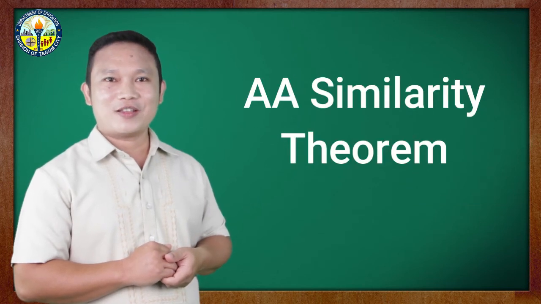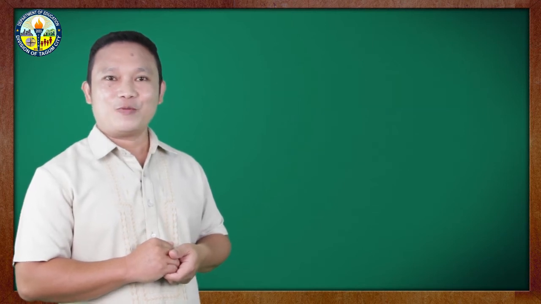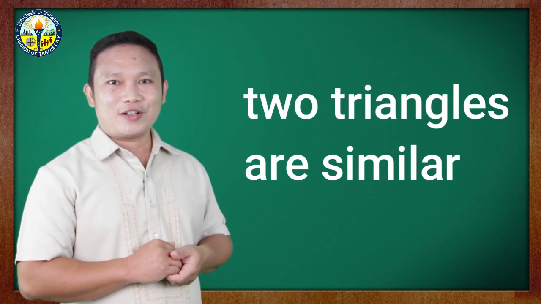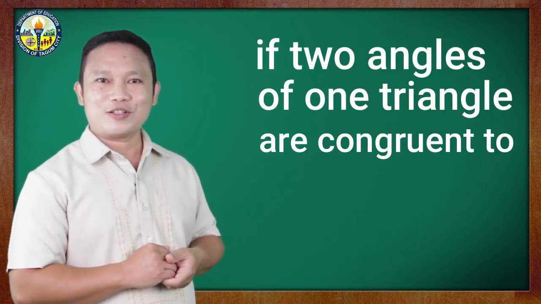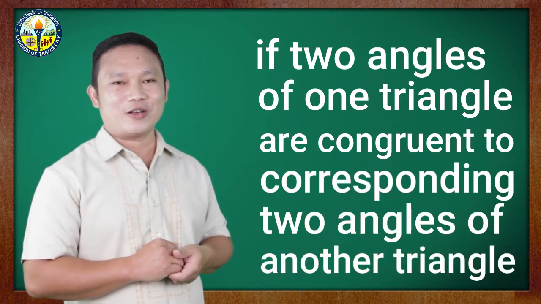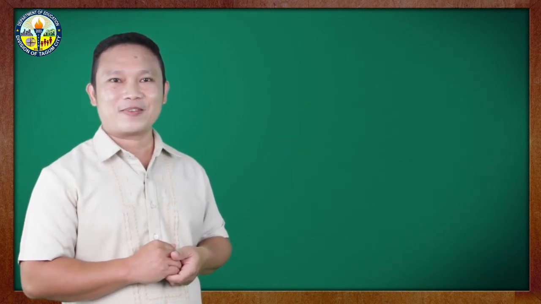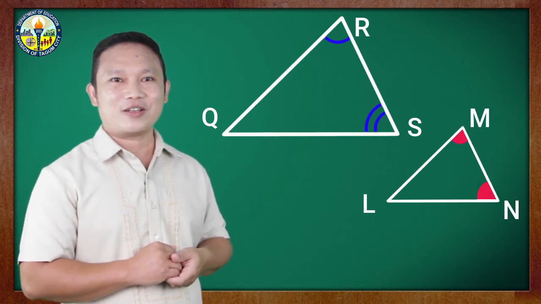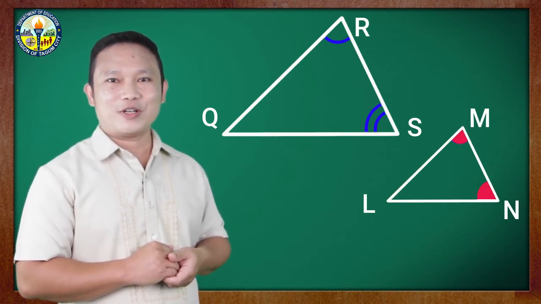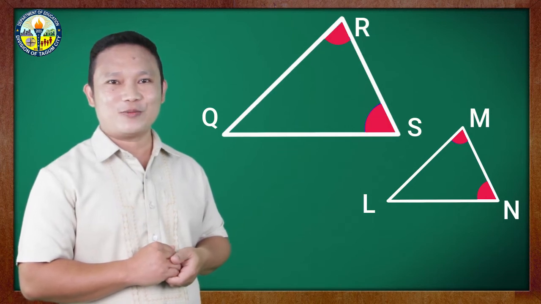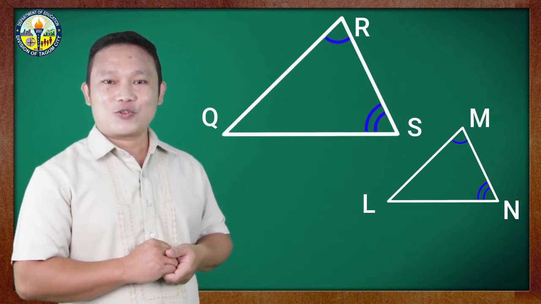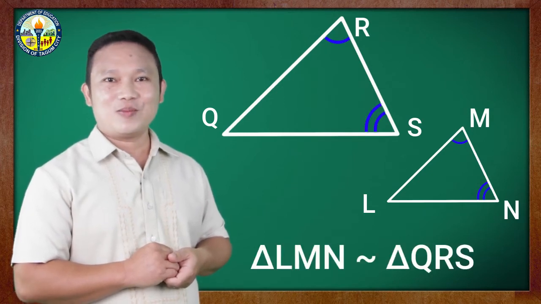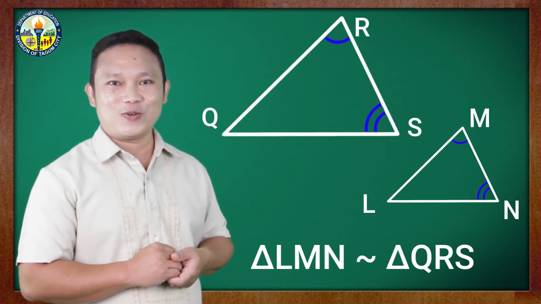This demonstrates the AA, or angle-angle similarity theorem, which states that two triangles are similar if two angles of one triangle are congruent to the corresponding two angles of another triangle. Since the two angles of triangle LMN are congruent to the corresponding two angles of triangle QRS, then we can say that triangle LMN is similar to triangle QRS.